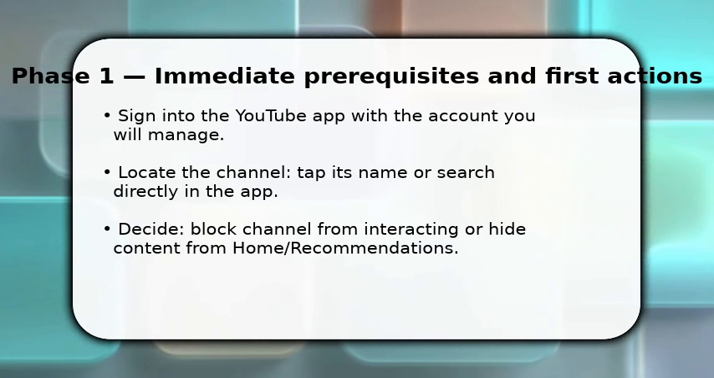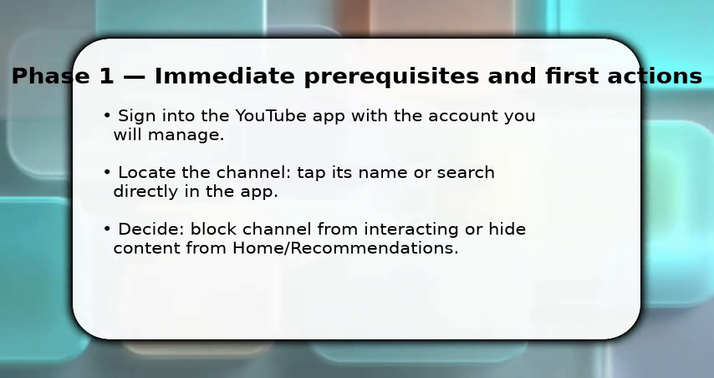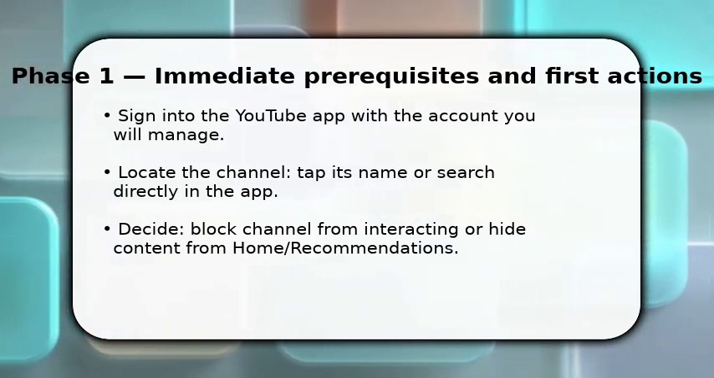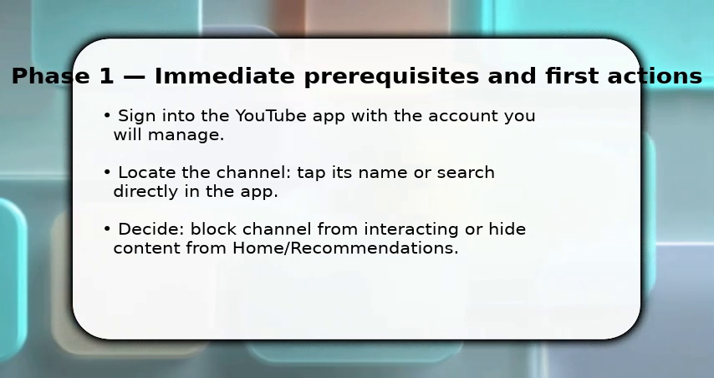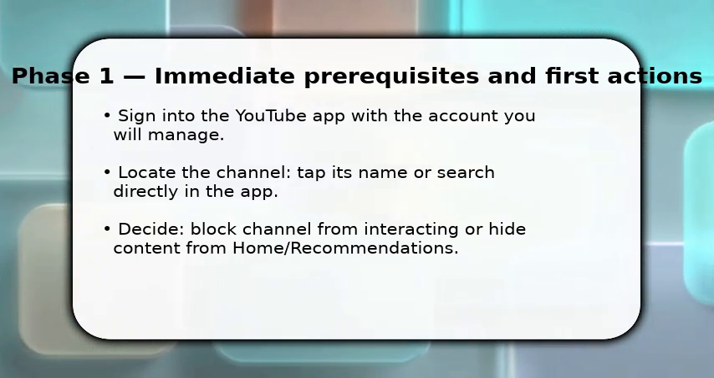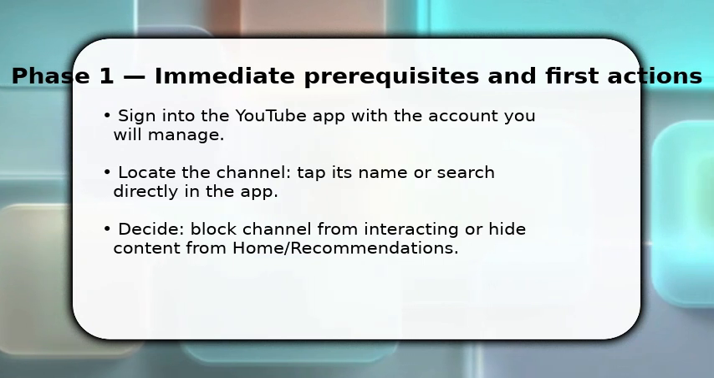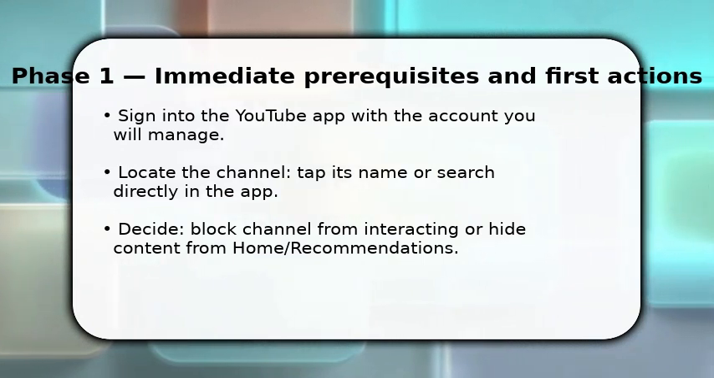You start by opening the YouTube app and signing in. Once signed in, make sure you are on the correct profile. Search for the channel name or open a video from it so you can access the channel page. Tap the channel's avatar to view the three-dot menu.